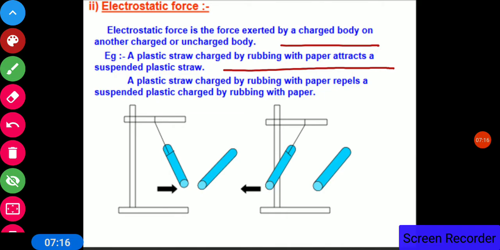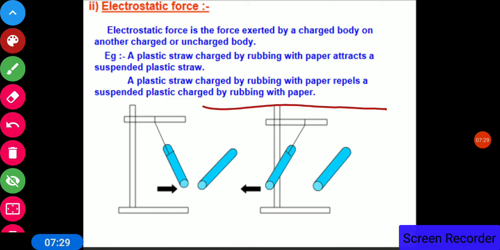Tear paper into small pieces, take a comb, rub it on your hair, and bring the rubbed comb near the papers, and you will see a trail of bits of paper form. A suspended straw charged by rubbing with paper repels a suspended plastic charged by rubbing with paper.